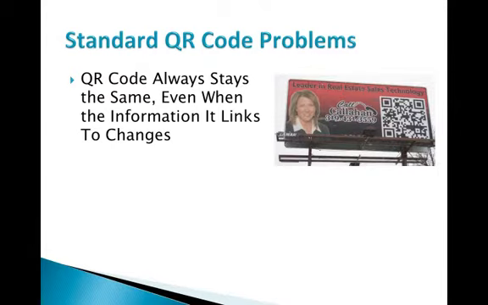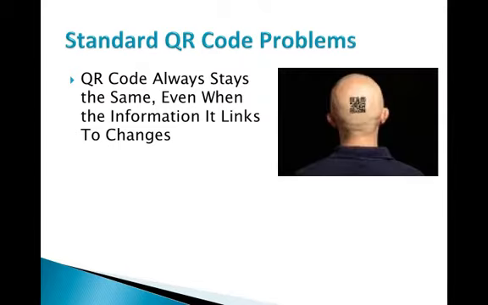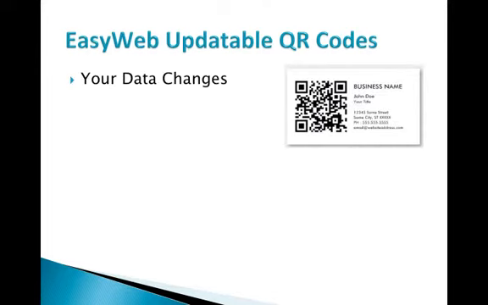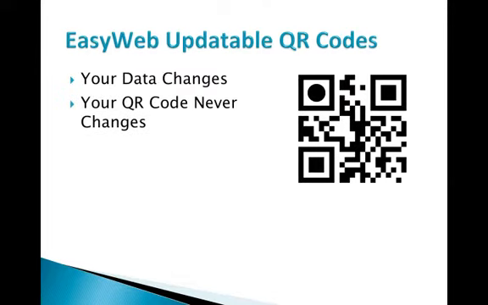And that's a bit more problematic when you've just printed a billboard with your QR code or even placed a tattoo in a conspicuous area. So with the EasyWeb updatable QR code, your data can change. Your email address, your website, your phone number, your special offer, and your QR code never has to change. It's always up to date. You can change the contact information, deal, or links as often as you want. So there's no more wasted money on marketing materials that are outdated because your information has changed.